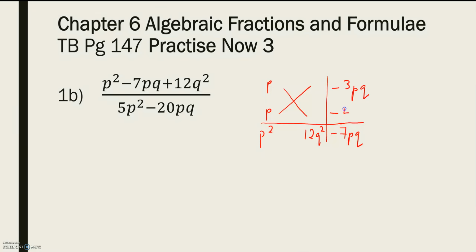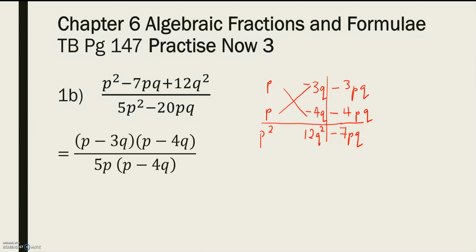To achieve the negative 7pq, it is a sum of negative 3pq and negative 4pq. To achieve this negative 3pq and negative 4pq, you will use a negative 3q at the top and a negative 4q at the bottom. With this, you have factorized the numerator using the cross table method to give you this second step as follows. The denominator is easily factorizable with the common factor of 5p.